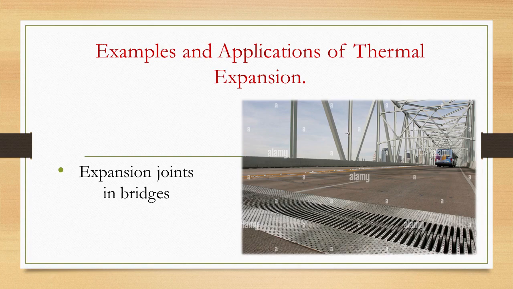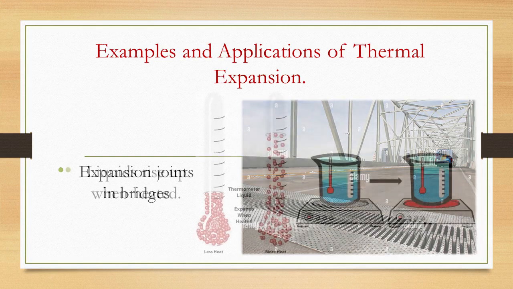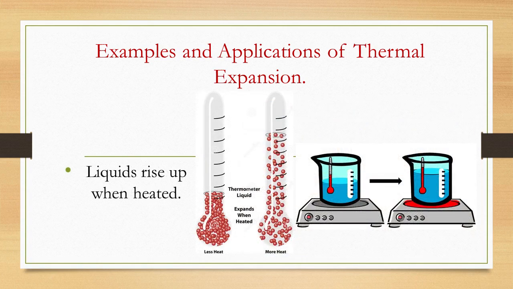Now let's see the third example. A liquid, when heated, will expand and can be made to rise up a tube, like in thermometers. Thermometers use the expansion of a liquid, such as mercury or alcohol, to measure the temperature using a calibrated scale.